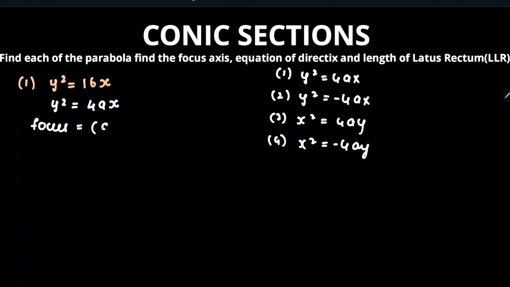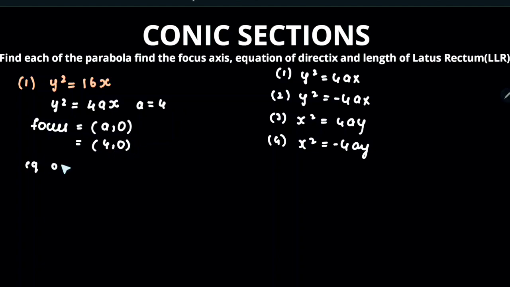Focus is a comma 0. That is equal to, what is a? Write the value of a. A is equal to, how to find a? Just divide 16 by 4. You get a is equal to 4. So 4 comma 0 is your focus.